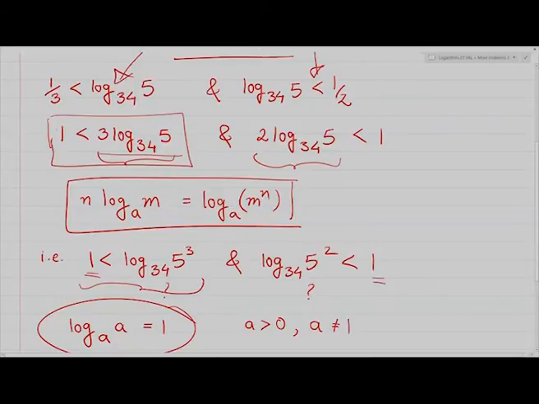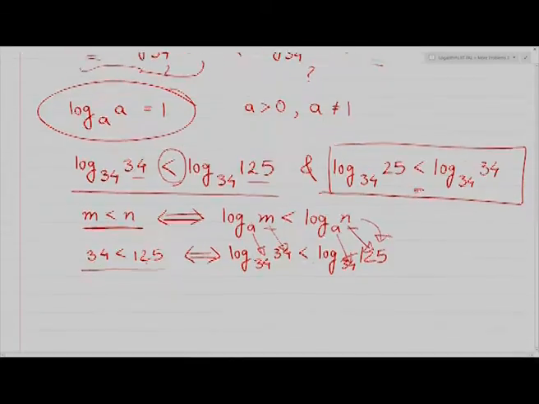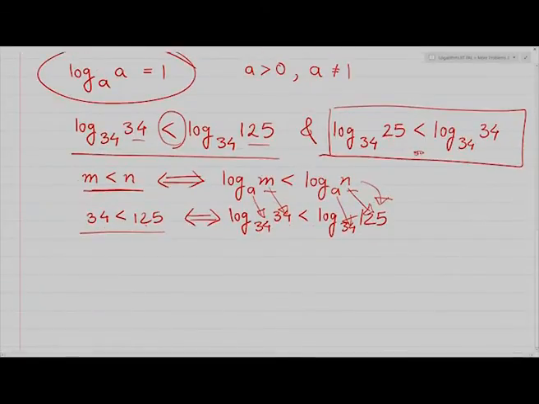Okay. Now, our job is to show this particular quantity, but if I want to show this particular inequality, then it is equivalent to showing this particular inequality. Once I have this inequality, again I will use the same rule: m less than n if and only if log to the base a of m is less than log to the base a of n. So, essentially I am asking a question, is 25 less than 34?